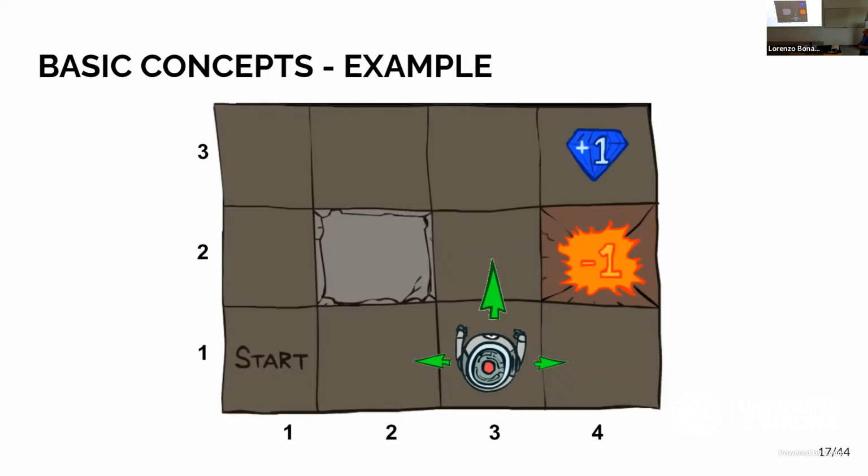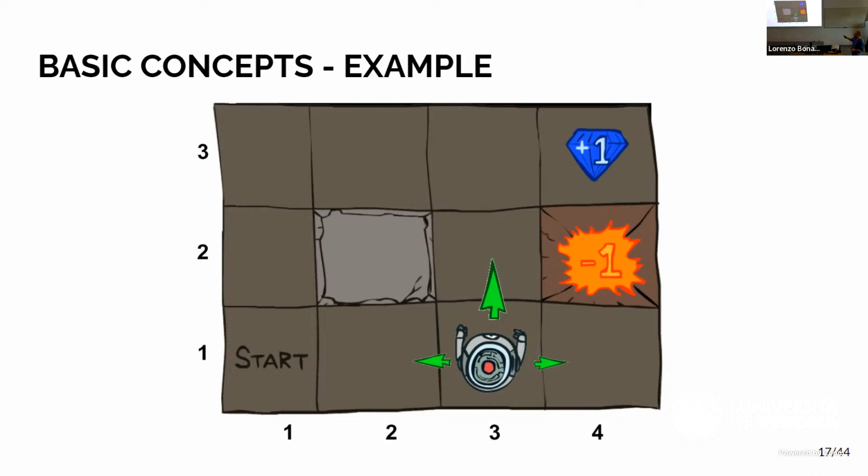Okay, so this is a kind of grid world example, which is the most basic to understand what an environment is. And here you can imagine each cell of this grid like it is a state. Okay, so each square is a state. And this is a state, this is a state. Every cell is a state.